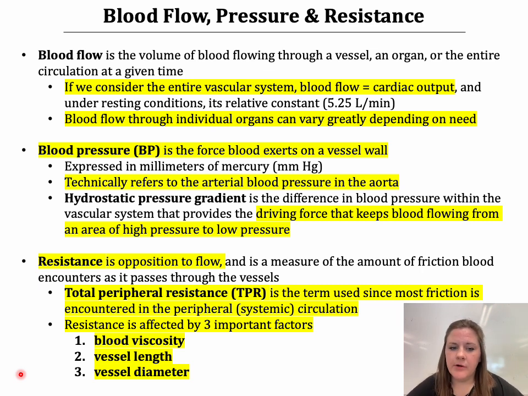And to be more technical, we refer to it as total peripheral resistance, because most of the resistance is in the periphery, right? It's out in the systemic circulation, in the smaller vessels, and most importantly, out in the arterioles. There's not a whole lot of resistance close to the heart in relation to far, far away from the heart, because the vessels are getting smaller at that point. So resistance is affected by three important factors: blood viscosity, the thickness of the blood, the sluggishness of it. Is it thin or is it thick? Blood vessel length and blood vessel diameter, which we're going to talk more about on the next page.